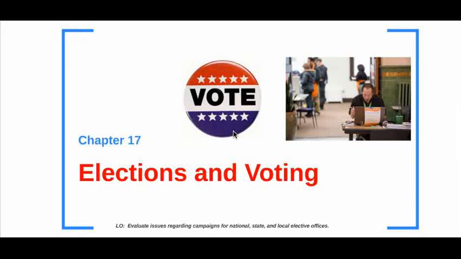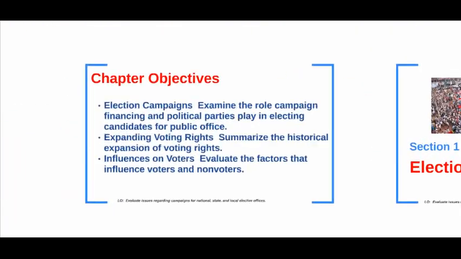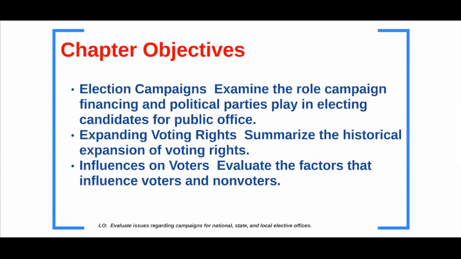Chapter 17, Elections and Voting. Our chapter objectives for Section 1 on election campaigns: we will examine the role campaign financing and political parties play in electing candidates for public office. Section 2, Expanding Voting Rights: we will summarize the historical expansion of voting rights. Section 3, Influences on Voters: we will evaluate the factors that influence voters and non-voters.